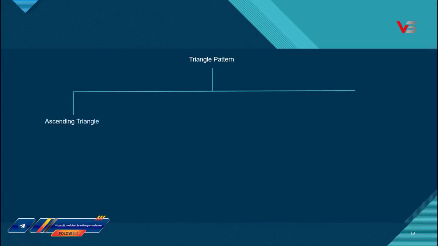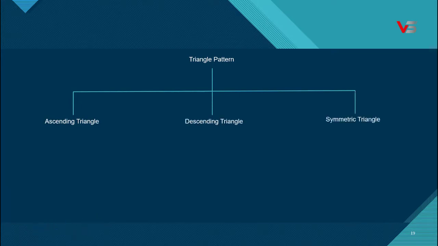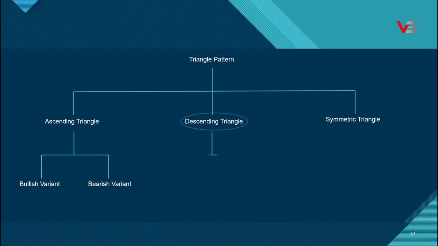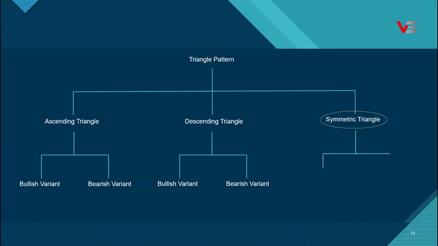Let's see the flow chart of triangle patterns. Triangle patterns are basically three types. The first one is ascending triangle, the second is descending triangle, and the final is symmetric triangle. The ascending triangle pattern contains two patterns: the first one is the bullish variant and the final one is the bearish variant. The descending triangle pattern contains two patterns: the first one is the bullish variant and the final one is the bearish variant. The symmetric triangle pattern contains two patterns: the first one is the bullish variant and the final one is the bearish variant.